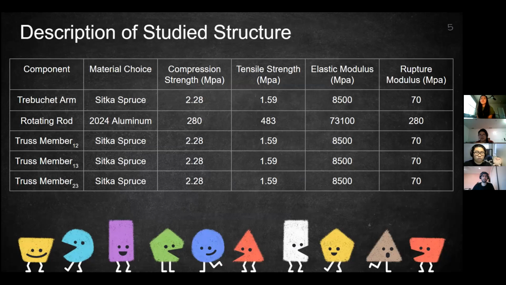For the components of our trebuchet, we have the materials and their properties listed in the chart displayed in the slide, including compression strength, tensile strength, elastic modulus, and rupture modulus. We are using a 2024 aluminum material for the rotating rod and Sitka spruce wood for the trebuchet arm and truss members.